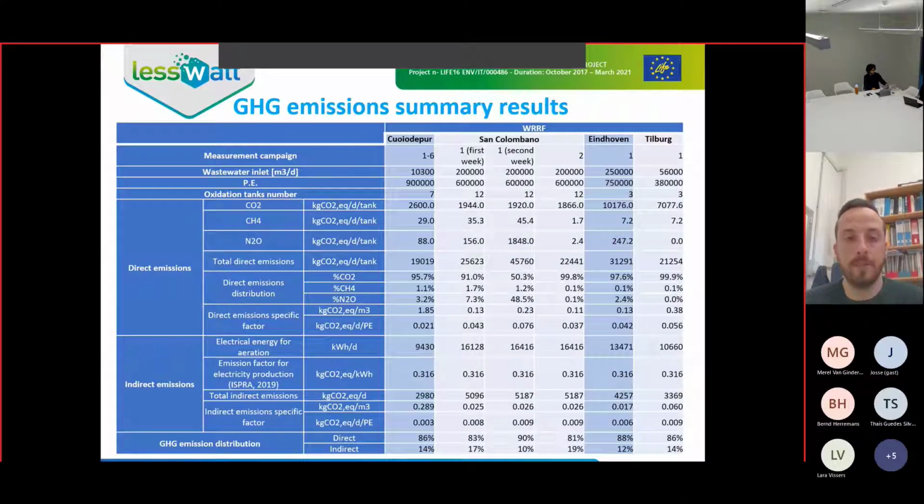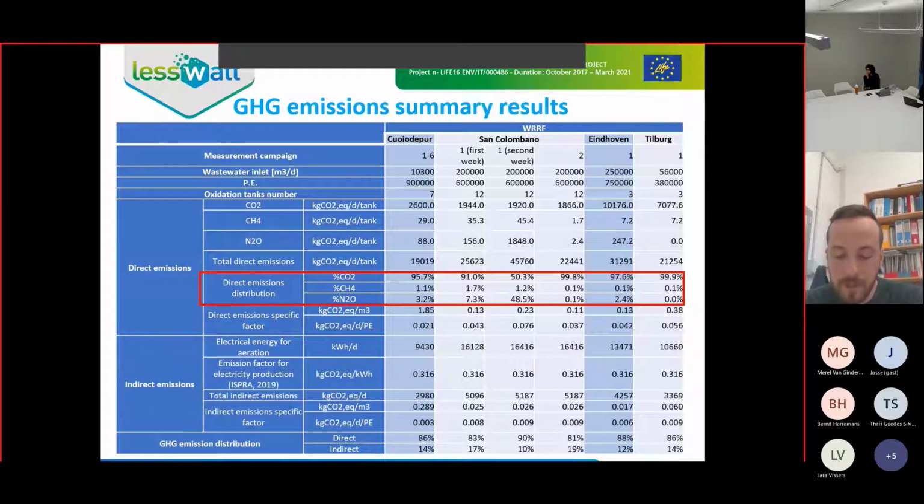Here I have reported instead the average values of the GHG emissions. Some brief observations regarding the direct emissions distributions. On average, the CO2 represents the greatest contribution compared to methane and N2O. However, in some cases, such as San Colombano, N2O increases and becomes more important.